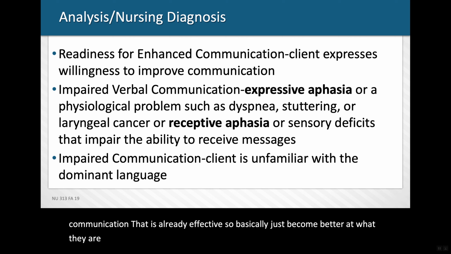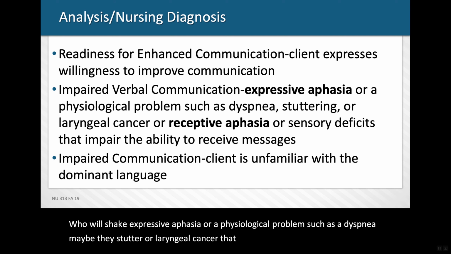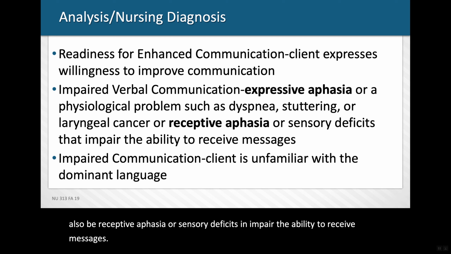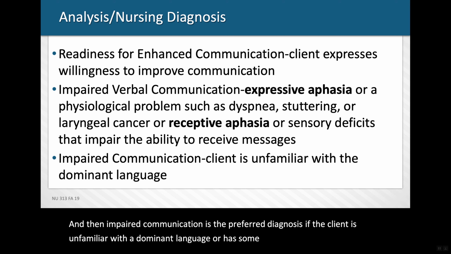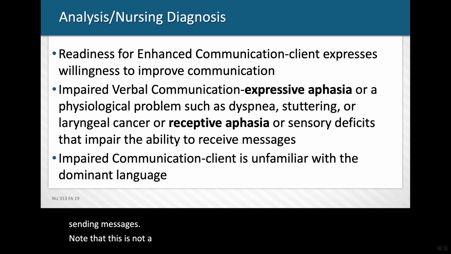Impaired verbal communication is useful if the client has, let's say, expressive aphasia or physiological problems such as dyspnea. Maybe they stutter, or have laryngeal cancer that impairs their ability to speak. This can also be receptive aphasia or sensory deficits that impair the ability to receive messages. And then impaired communication is the preferred diagnosis if a client is unfamiliar with a dominant language or has some other difficulty receiving and sending messages. Note that this is not a NANDA-I label.